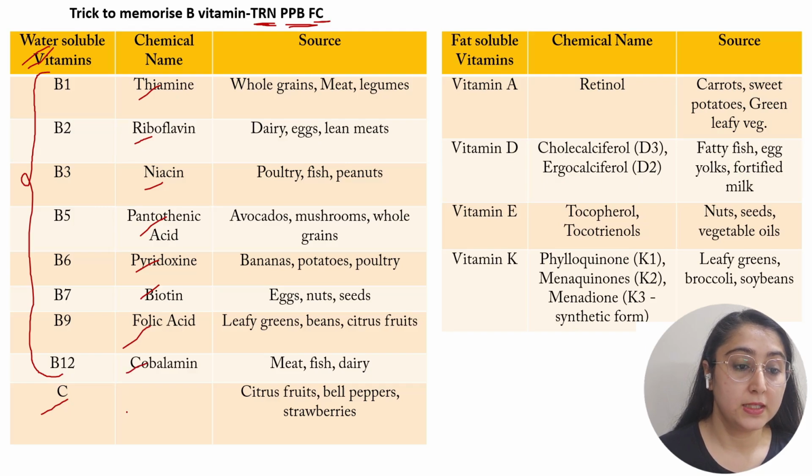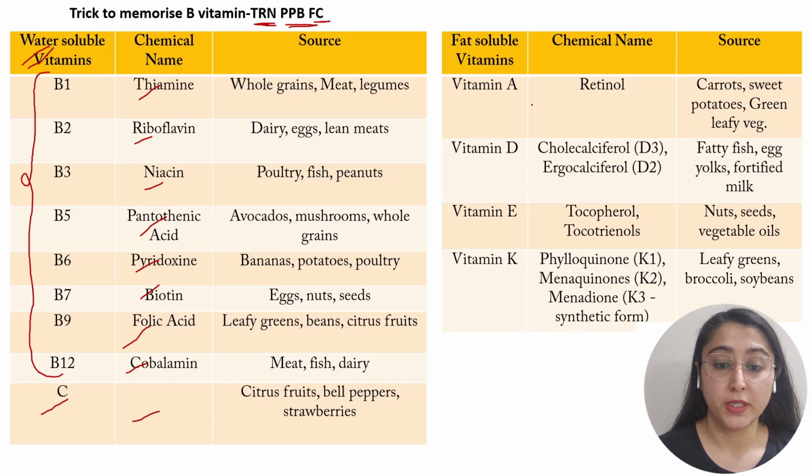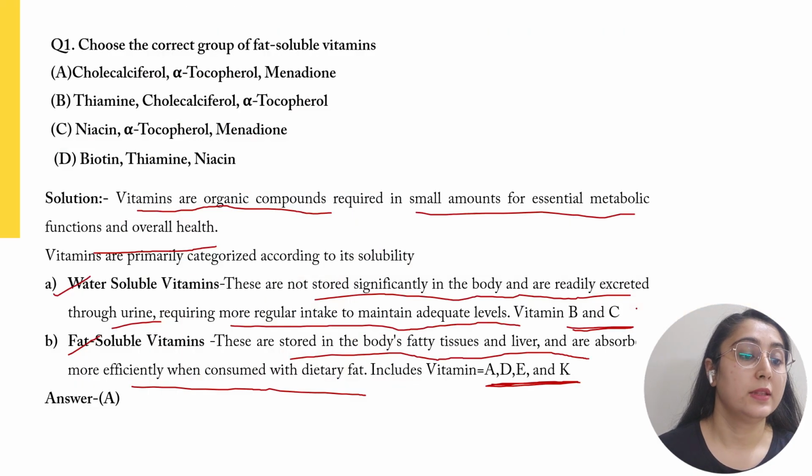And for vitamin C, the chemical name is ascorbic acid. For vitamin A, the name is retinol. Vitamin D further has 2 forms, D3 and D2, which are cholecalciferol and ergocalciferol. Vitamin E is tocopherols or tocotrienols, and vitamin K has K1, K2 or K3, which are known as phylloquinone, menaquinone or menadione respectively. So now let us look at this question.